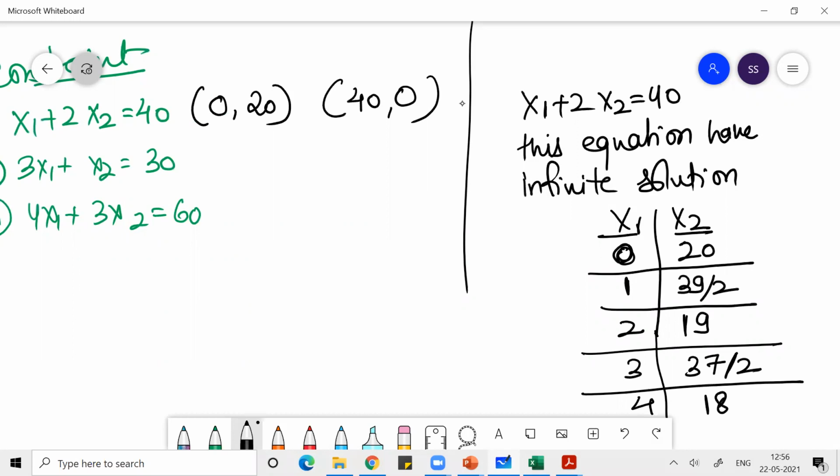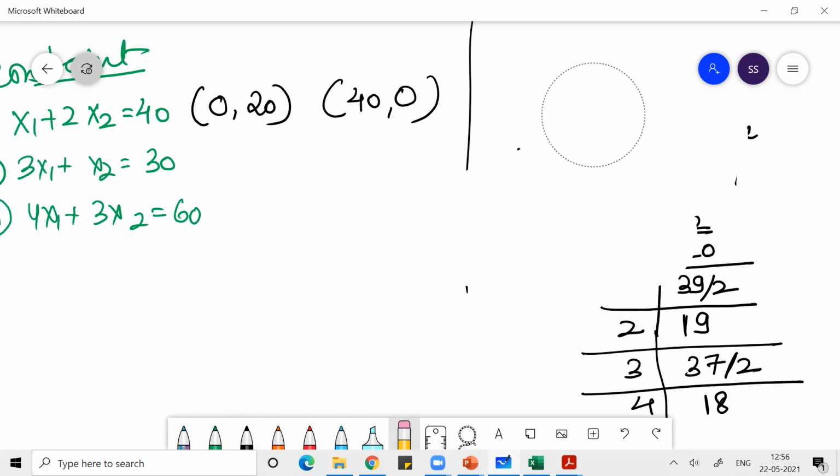So you can put any value of x1 and get the value of x2. You can put any value of x2 and you will get the value of x1. So infinite solutions are possible for this given line, x1 plus 2x2 equal to 40. It is a linear equation. If you know the basics of maths, you know that for a linear equation, the graph you plot will be a straight line. So you just need to find two coordinates for every equation.